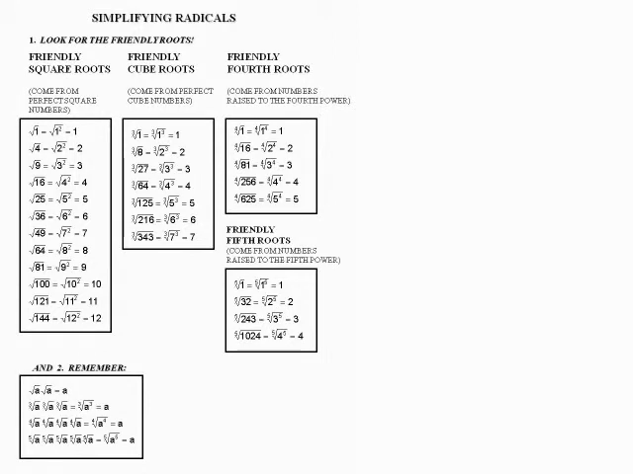Our friendly radicals. Notice on this handout, again found in the course document, the friendly square root numbers come from perfect squares. Friendly cube roots come from perfect cubes: 1 cubed, 2 cubed, 3 cubed, 4 cubed, and so forth. Friendly fourths come from numbers raised to the 4th power: 1 to the 4th, 2 to the 4th, 3 to the 4th, and so forth. These are the numbers you're trying to go after when simplifying radicals. So try to familiarize yourself with those.